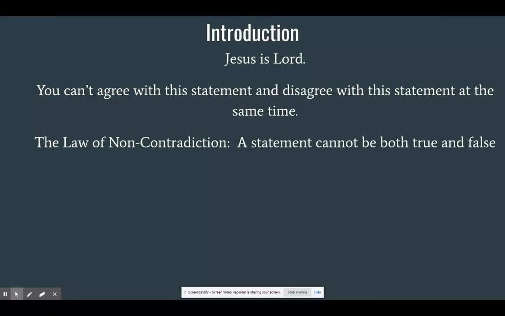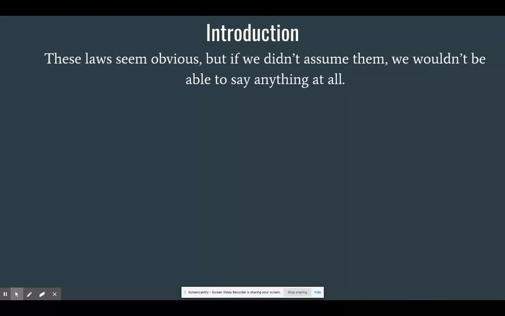The second law was the law of excluded middle, which said a statement has to be either true or false. There's no third option. And the third law is the law of non-contradiction. A statement cannot be both true and false. It's got to be true or false. It can't be both, and it can't be neither. Statements are true or false. And these 3 laws are the foundation of all rational thinking.